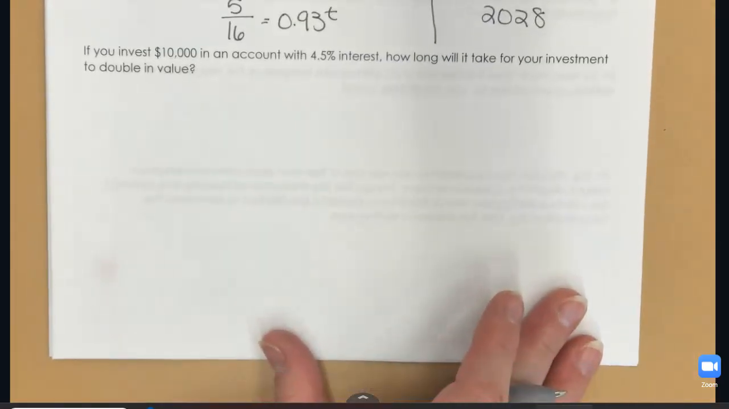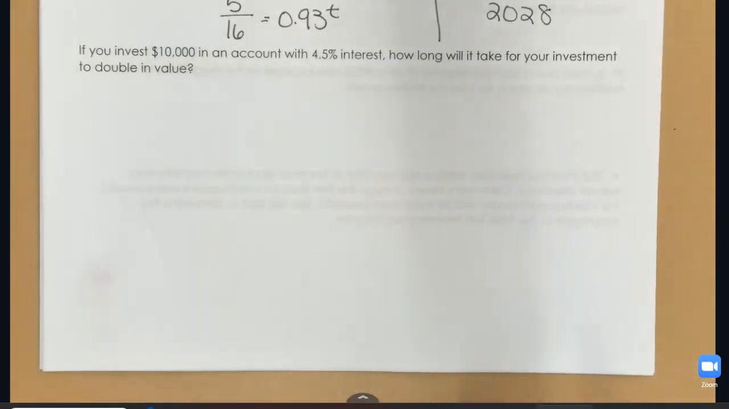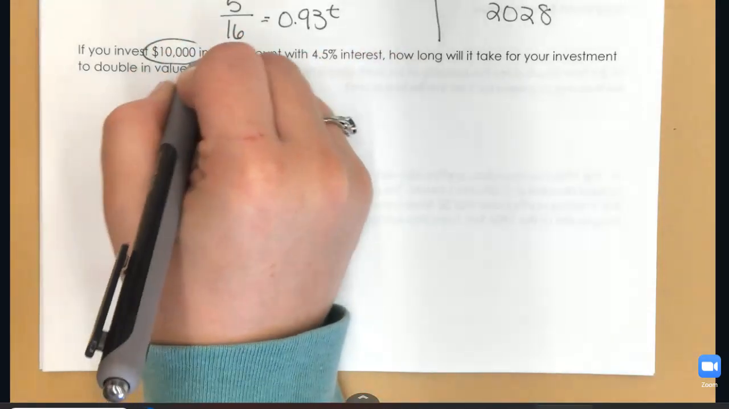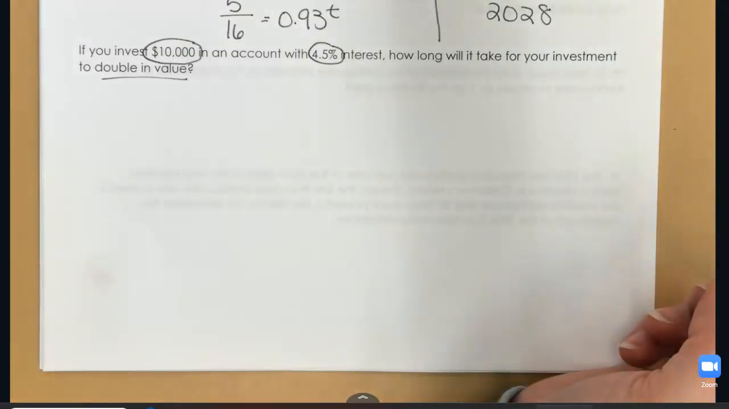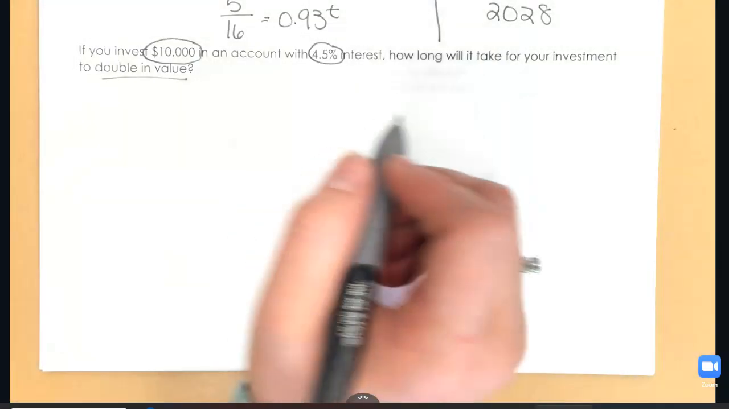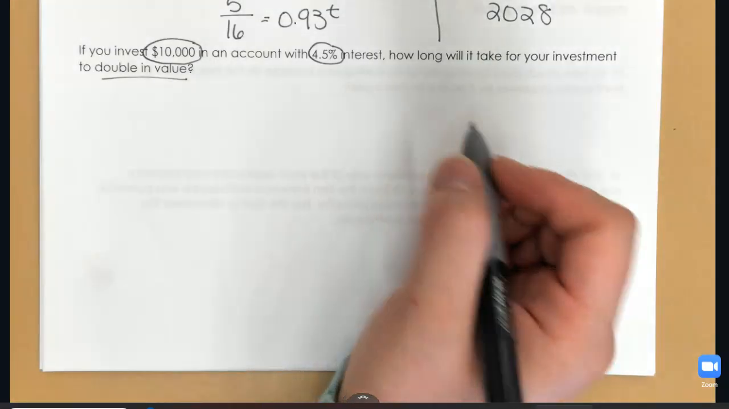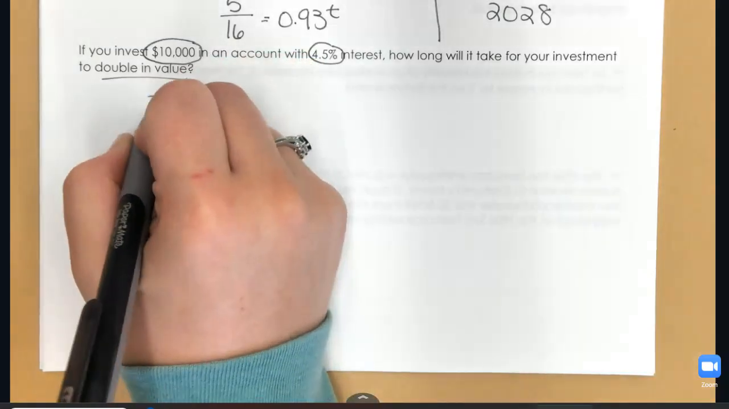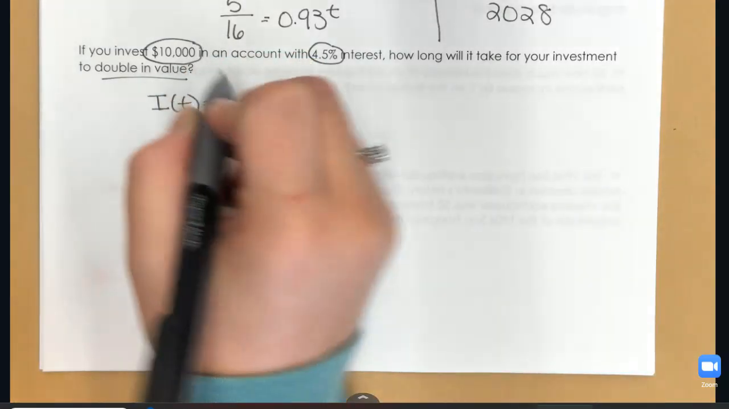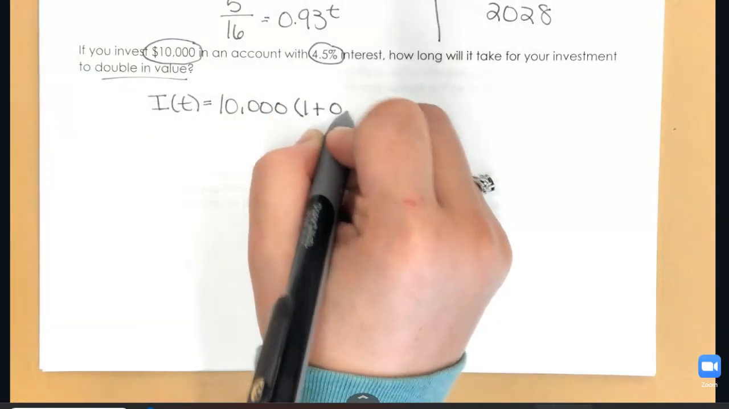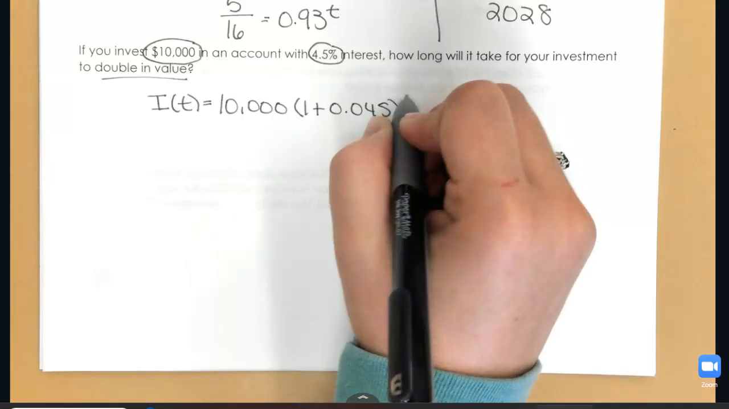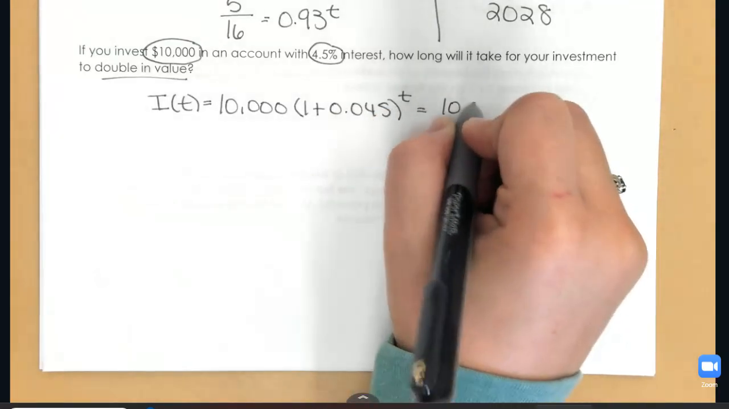All right, last one, if I'm investing $10,000 in an account with 4.5% interest, how long will it take for me to double my investment? Well, this is going to be another exponential growth function, hopefully if it's a good investment. So I'm going to call it I of t, my investment. I'm starting with 10,000. And I'm going to add my interest rate because I want exponential growth. I want my base to be larger than 1.